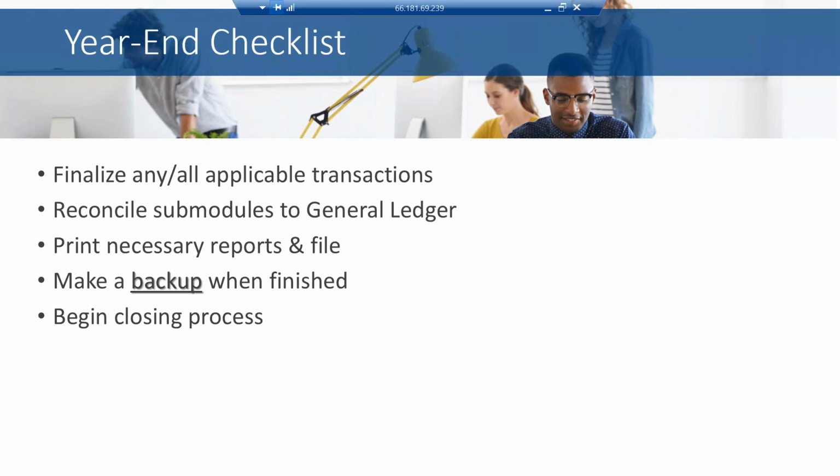So the year-end checklist is going to, this is just a generalization for all modules: finalize any applicable transactions, reconcile your sub-modules to your general ledger, print any necessary reports and file, and make a backup when finished. So do all of that prior to closing your year-end. And that applies whether you're using payroll or any of the other modules that are out there.